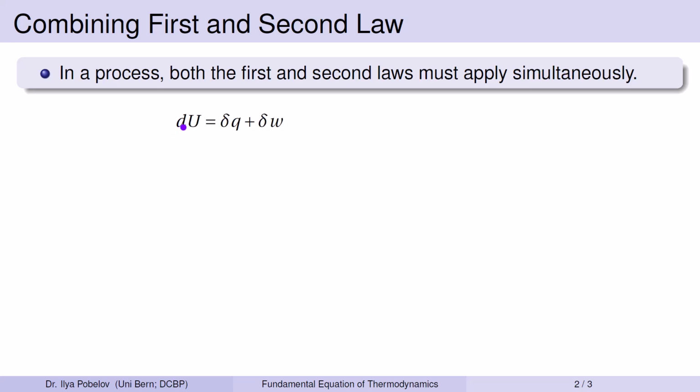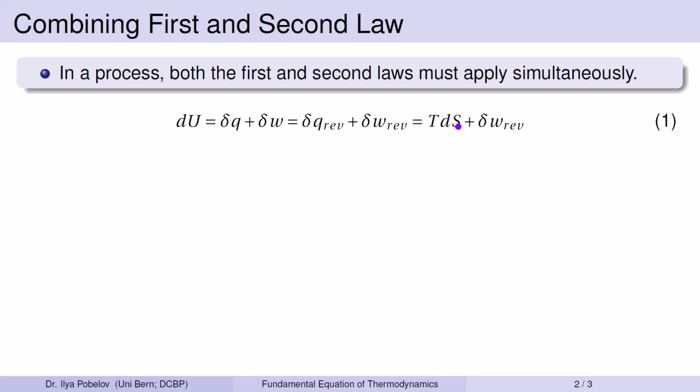According to the first law, the change in internal energy of a thermodynamic system, dU, is equal to the heat exchanged between the system and its surroundings, delta Q, plus the work done on or by the system, delta W. This relationship is also valid for reversible changes. Therefore, dU is equal to the sum of the heat exchanged in a reversible change, delta Q rev, plus the work done in this change, delta W rev.